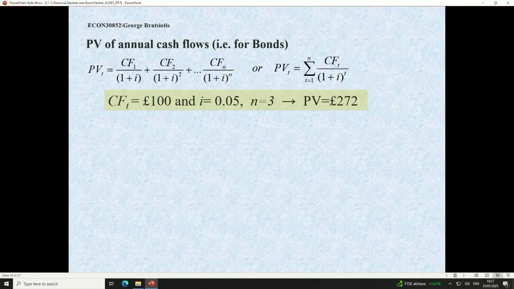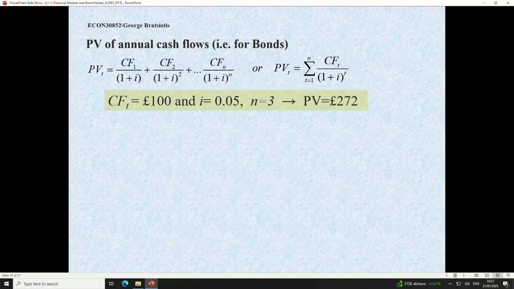So if you want to work out the present value of an annual cash flow, for bonds in other words, you've got to take the cash flow, and what is the cash flow? The cash flow is the coupon payments that you'll be receiving every year, right? That's the cash flow. So you'll be given this, and you'll be given this all the way to n, whatever n is, maturity, n is periods.